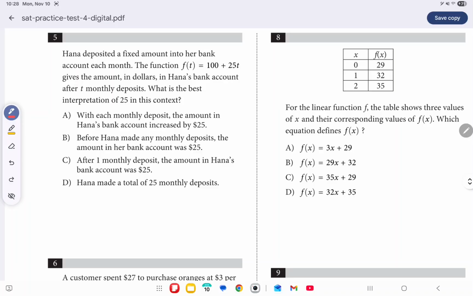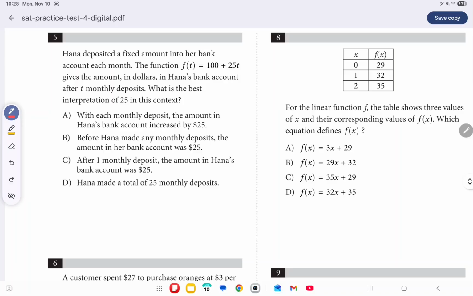Hannah deposited a fixed amount into her bank account each month. The function f of t equals 100 plus 25t gives the amount in dollars in Hannah's bank account after t monthly deposits. What is the best interpretation of 25 in this context?